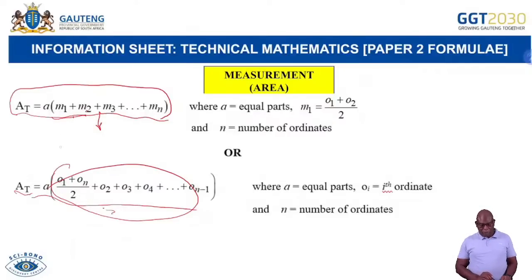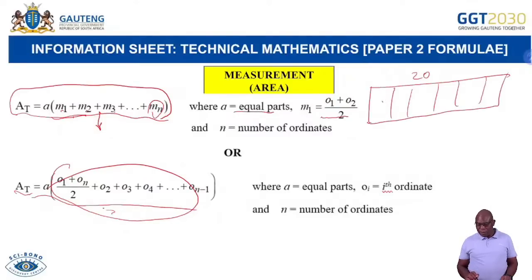Okay. So remember, it's M1 plus M2 plus M3 plus up to the last one, where they tell you A is equal parts. So I'm given a length like this, it's 20, and I'm given equal parts here. What I must do is count these parts and divide the whole, the 20 there, by the number of parts that I have. That is what your value of A is. Here they said A is equal parts, so you must know that's for equal parts, okay? Then N is the number of ordinates that we are having.